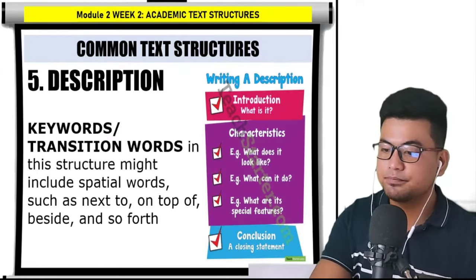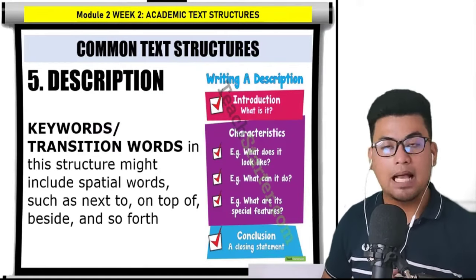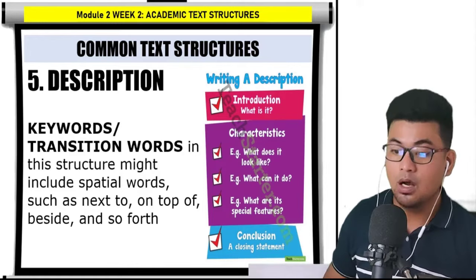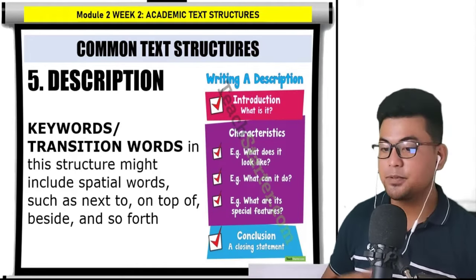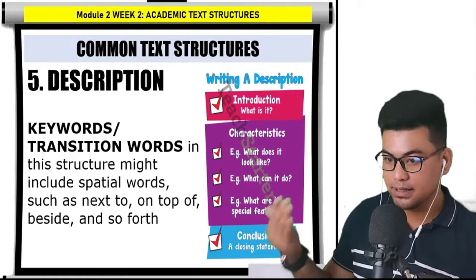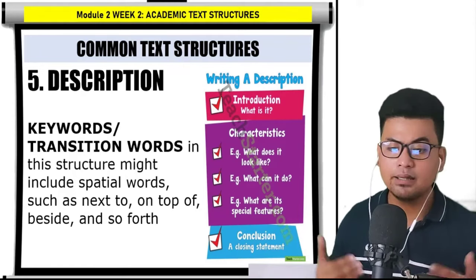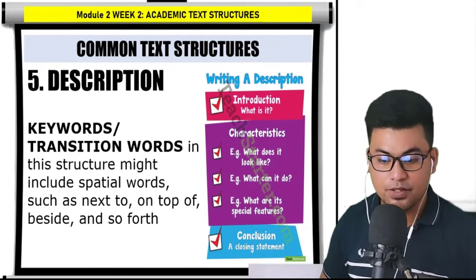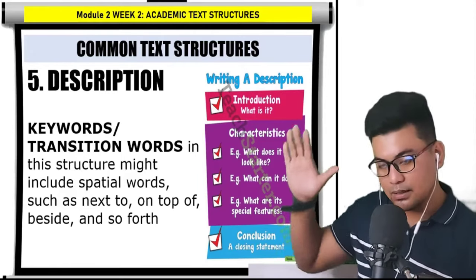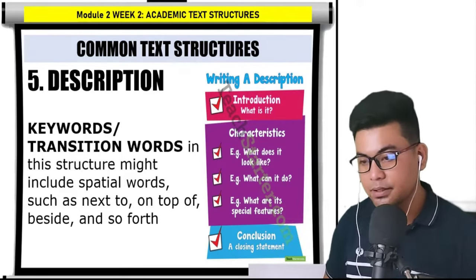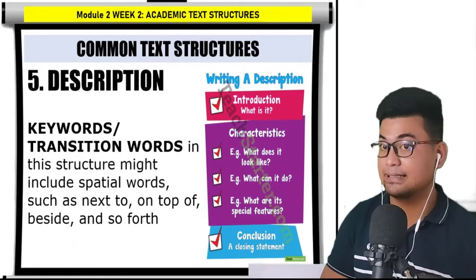Okay, so here are the keywords and transition words in this structure. They might include spatial words such as next to, on top of, beside, and so forth. Okay, so a description can cover what it is, the introduction, the characteristics, what it looks like, what it can do, what the special features are, and of course the conclusion, the closing statement. Alright, so that could be a pattern or an order for writing a description text structure.